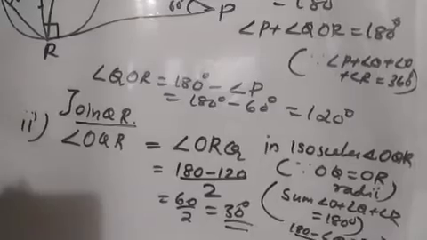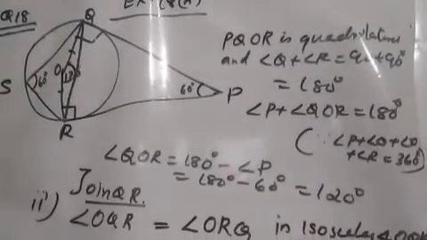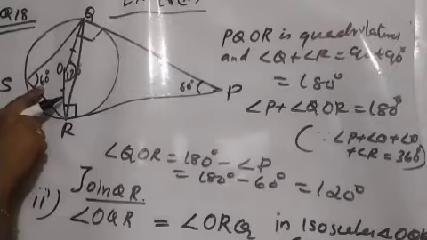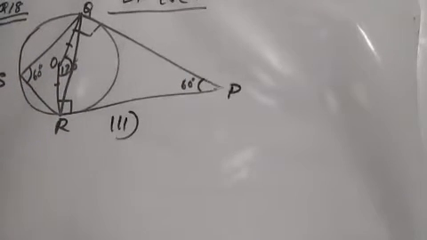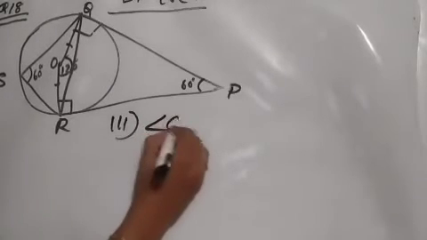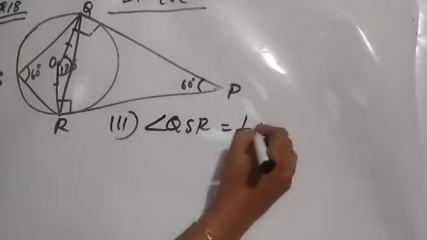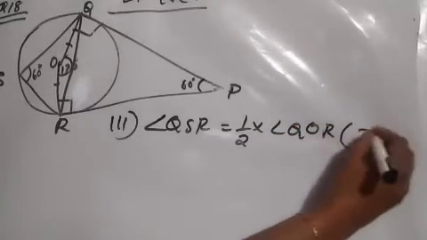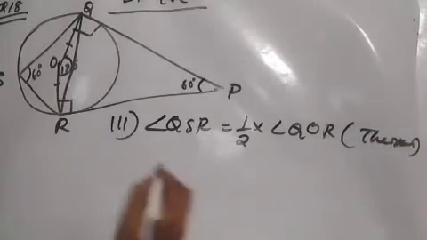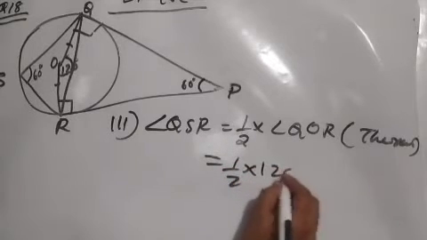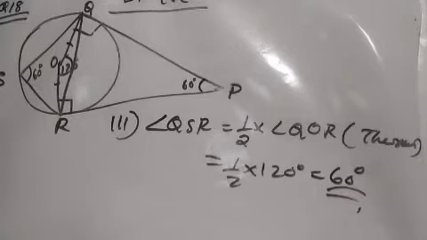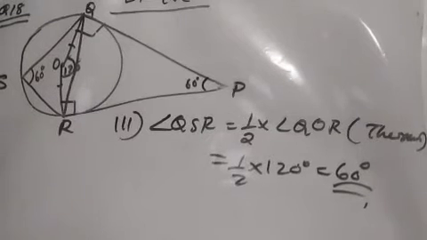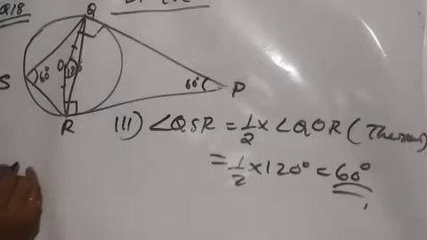Now the third question. Let us solve the third question. Third one is to find angle QSR. It is half of angle QOR by the theorem that we learned in the chapter circles. Half of 120 degrees, 60 degrees. Okay, you have to write the statement, not write theorem: central angle is double that of the angle in the remaining part of the circumference. Understood? Now let us solve the 19th problem.